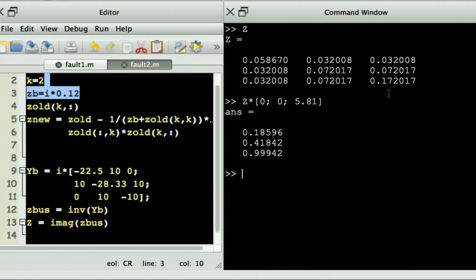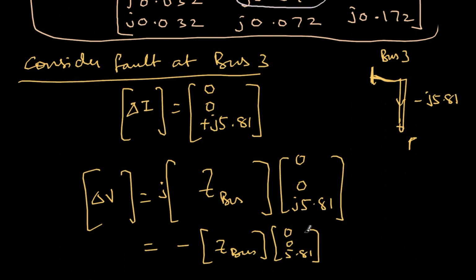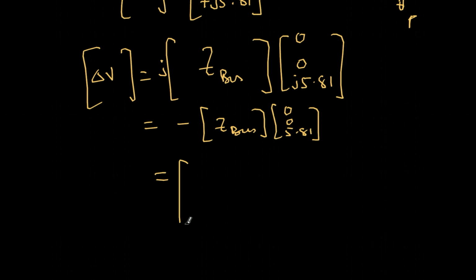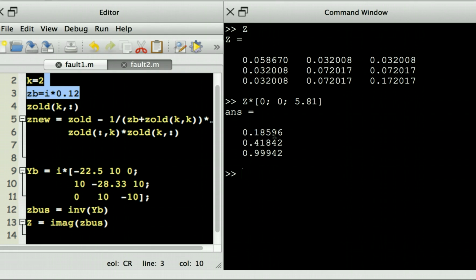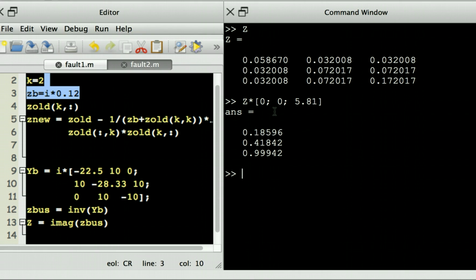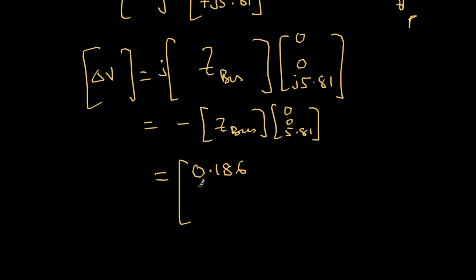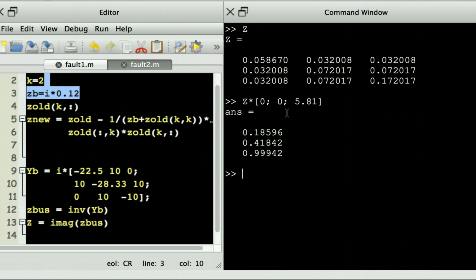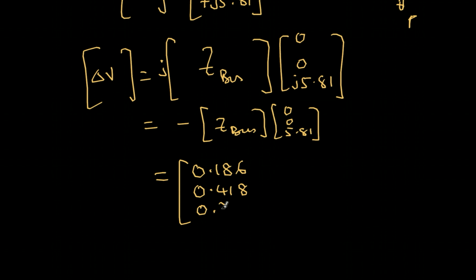So this will give me the voltages that are being changed. So delta V is nothing but, here I can see 0.1859 or 0.186, I'll round off, and then 0.418, and then 0.99942. So these are change in voltages. Of course, there's a minus outside, so that minus will be there.